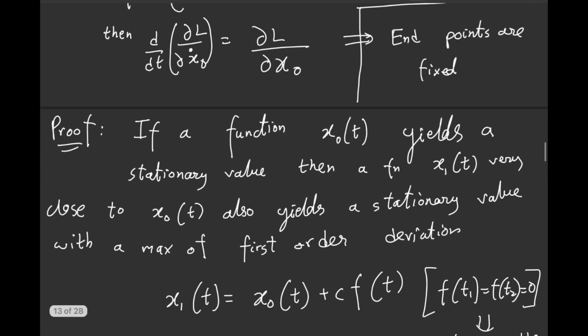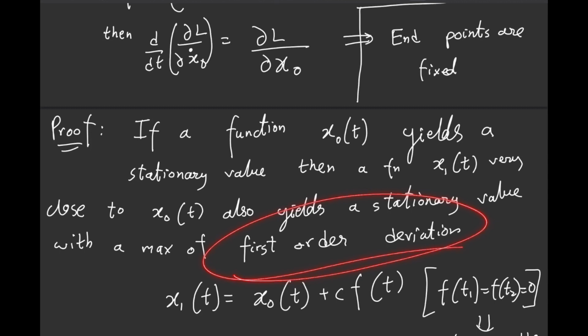Say a function x naught t yields the stationary value, then a function x1 t very close to x naught, so say this is x naught t, then something very close to it, also must yield the stationary value with a maximum of a first order deviation. This is evident from the Taylor series expansion, and I would not like to go into that.